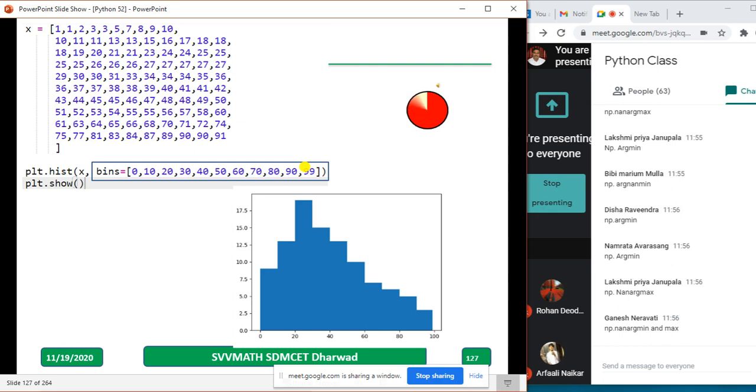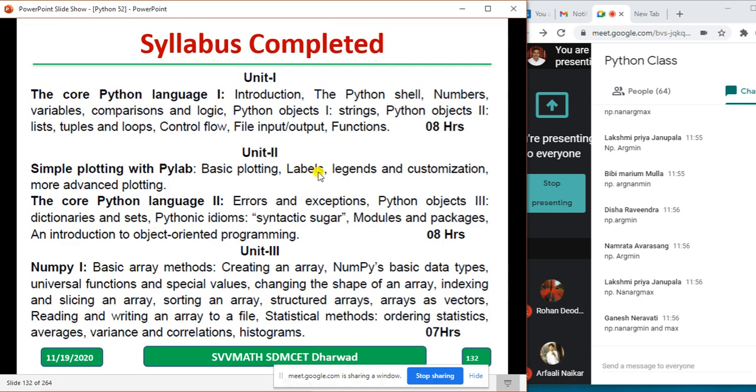Let me go to the next, and that completes your chapter. You have to practice, you have to explore. This is the syllabus you have completed so far. Unit 1 is over, Unit 2 is over, Unit 3 you have completed, and the IA syllabus is up to histograms, whatever you have discussed after IA1.